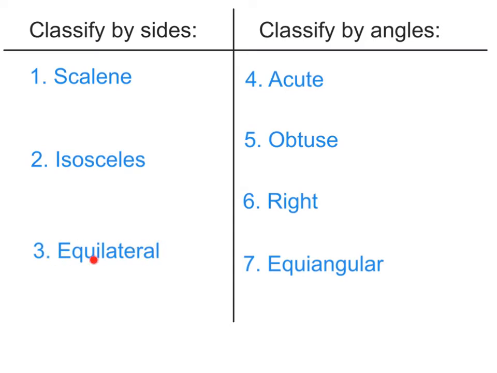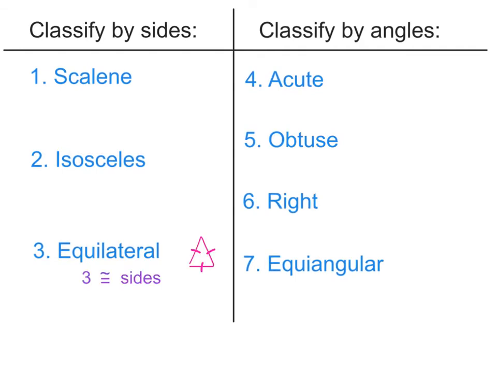Equilateral is exactly as it sounds. You hear the "equi" in the beginning, which means the same length. The "lateral", your lats are your sides. So we're looking at the same length sides. An equilateral triangle is all three sides the same size.